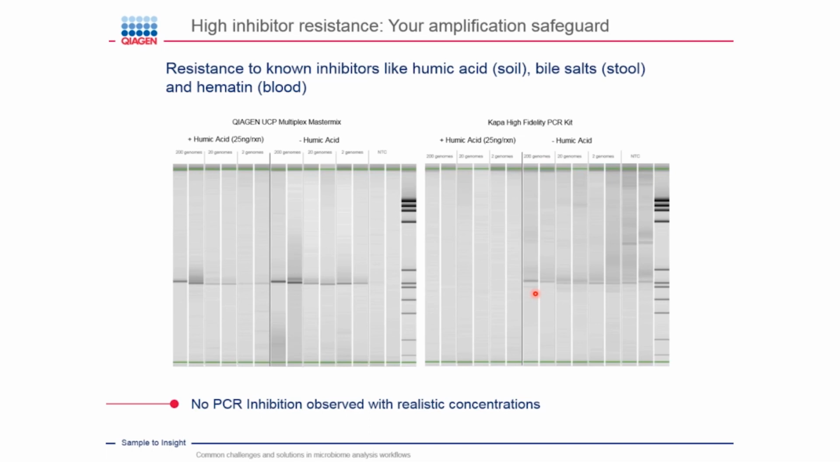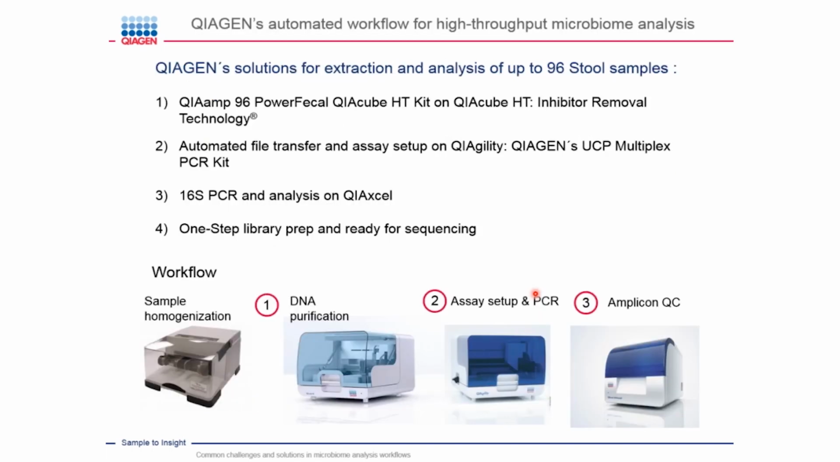So that's the basis, and I would like to show you something of what you can do when you have more samples or when you just don't want to spend your time standing on the bench doing your workflows. So a lot of our kits, like the QIAamp 96 PowerFecal QIAcube HT kit, or also the PowerSoil Pro kit, which is coming now as a QIAcube HT version, are automatable on a QIAcube HT. In addition, all our spin column-based kits can be automated on a QIAcube in a 12 reaction format.